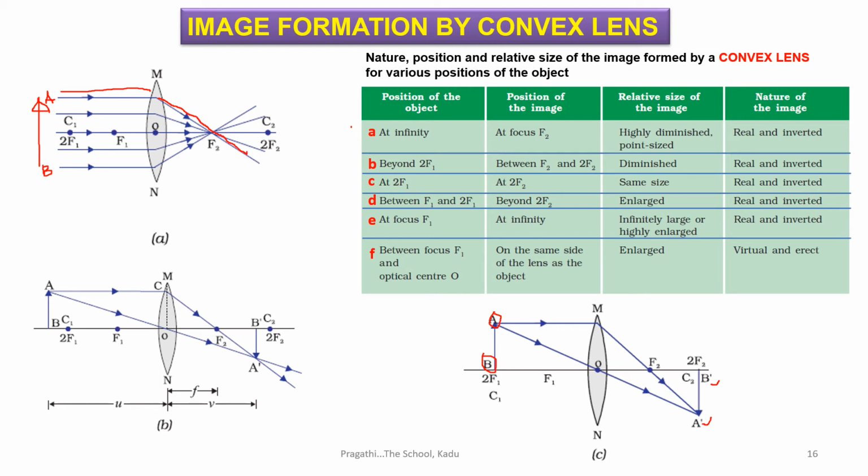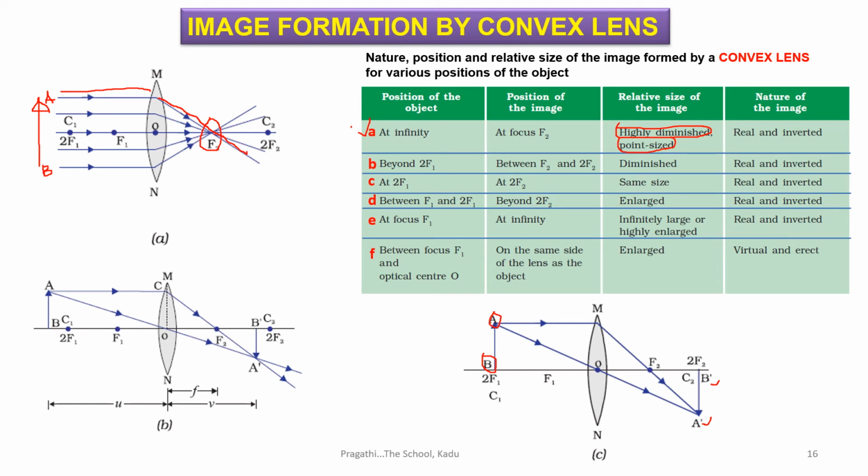Every single ray which is coming converges to a single point, that is the focal point. When is this the condition? The condition is when the object is kept at infinity. What is the size of the image? It is highly diminished. That means very, very small, like a dot, point size.